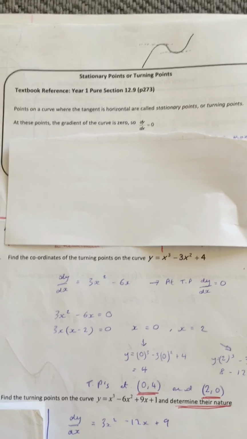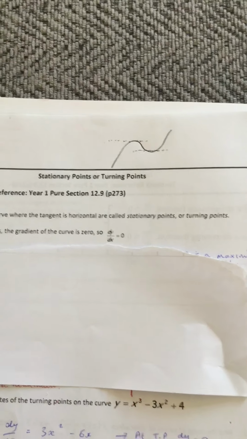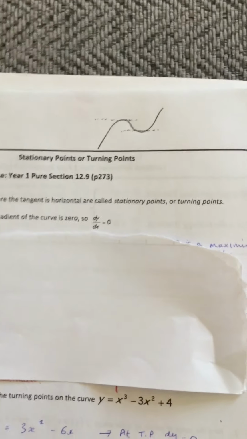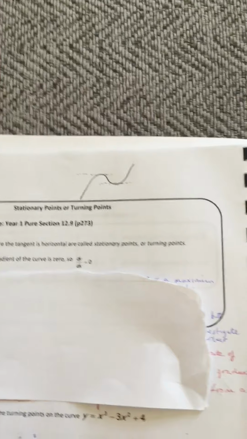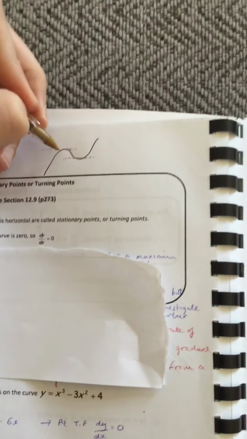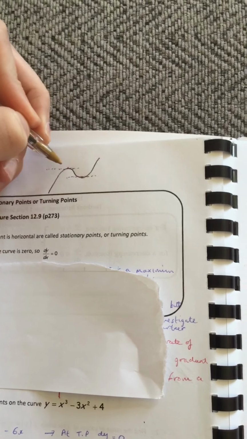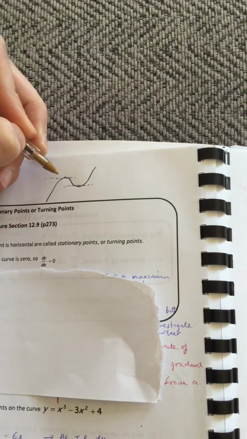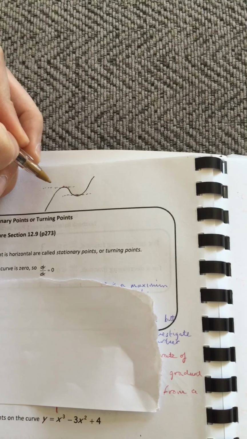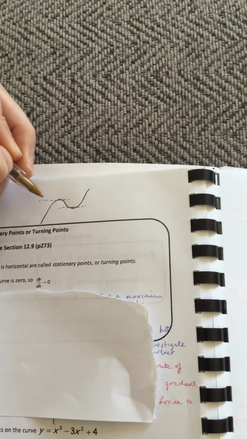Now, as we looked previously at increasing, decreasing functions, a function is either increasing or decreasing, except for when it is neither increasing nor decreasing, so at a stationary point. So the tangents to a curve where we have a stationary point are horizontal lines with no gradient.